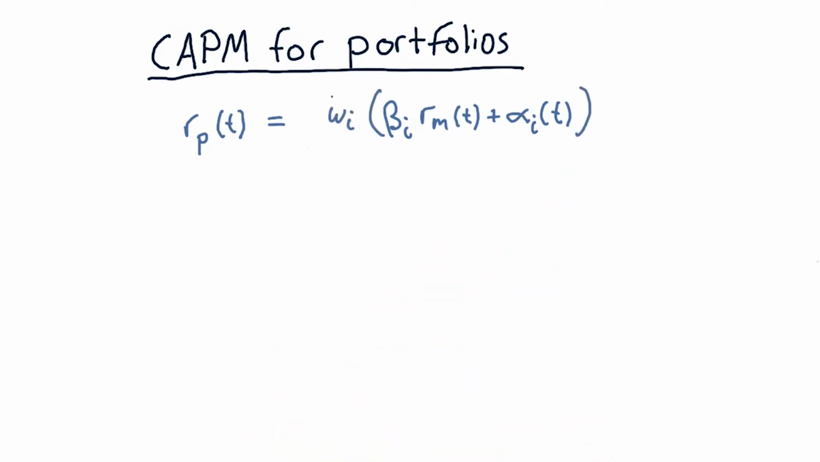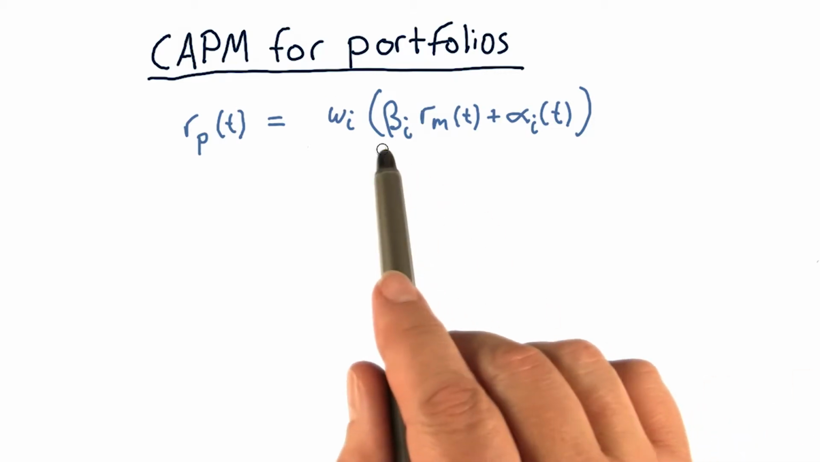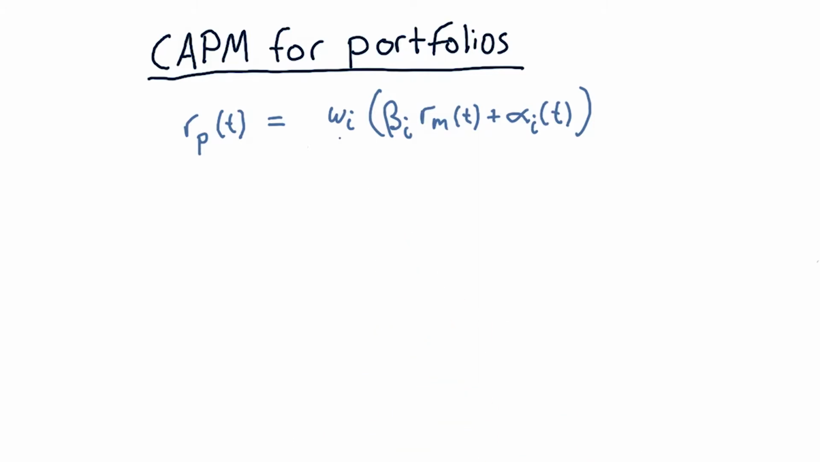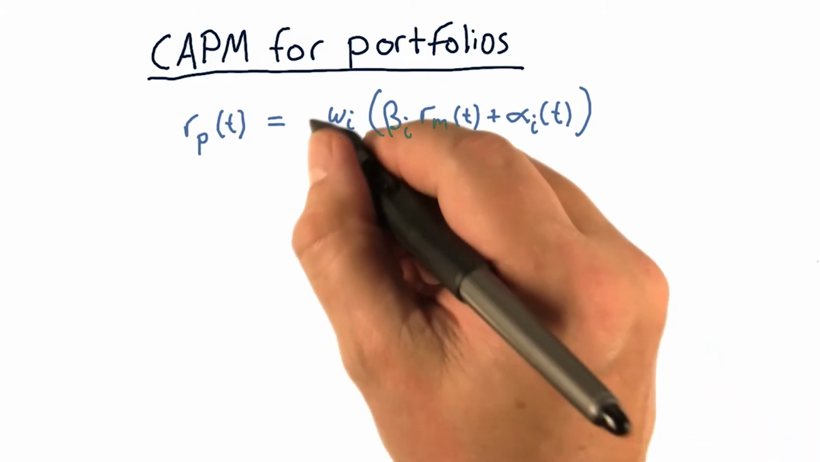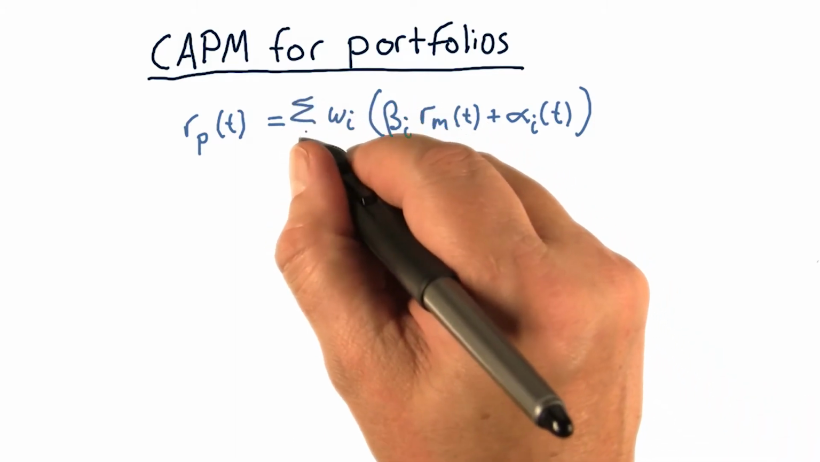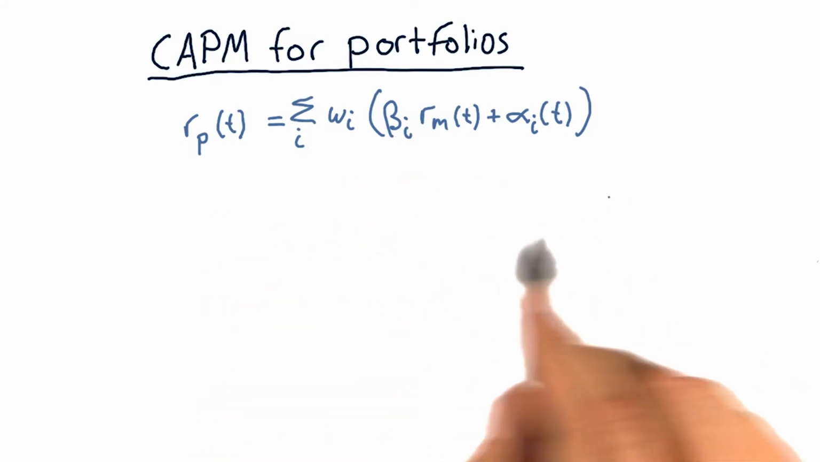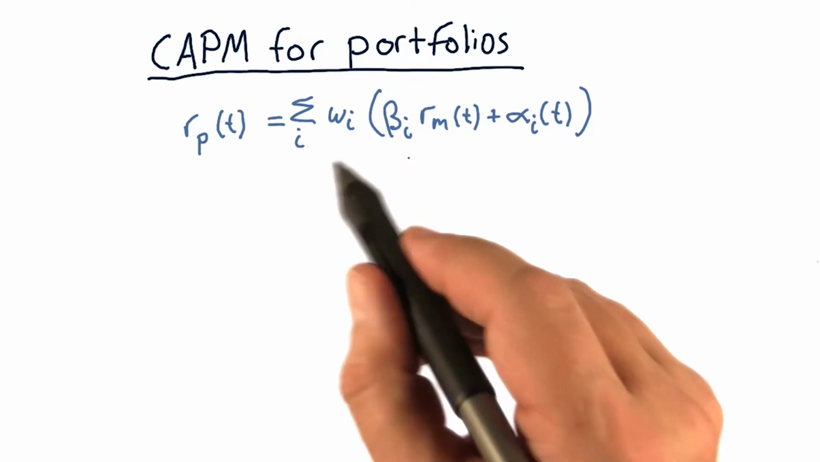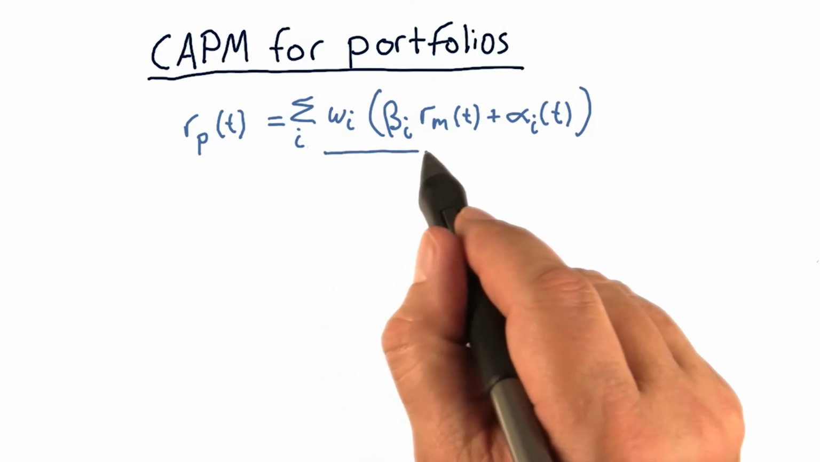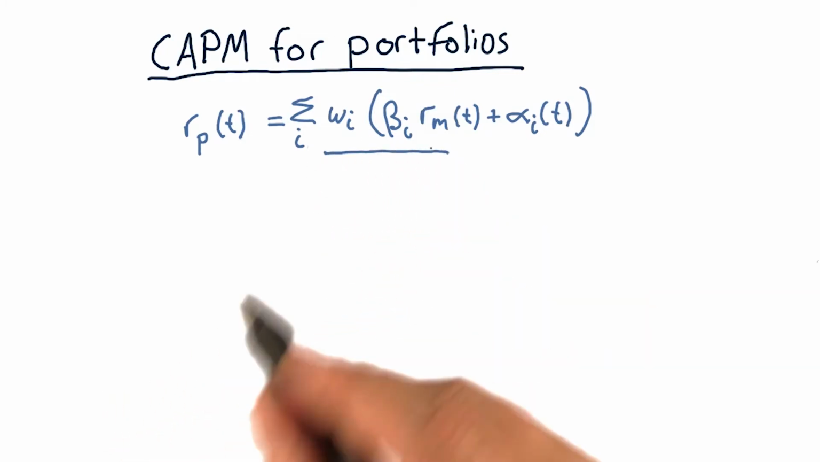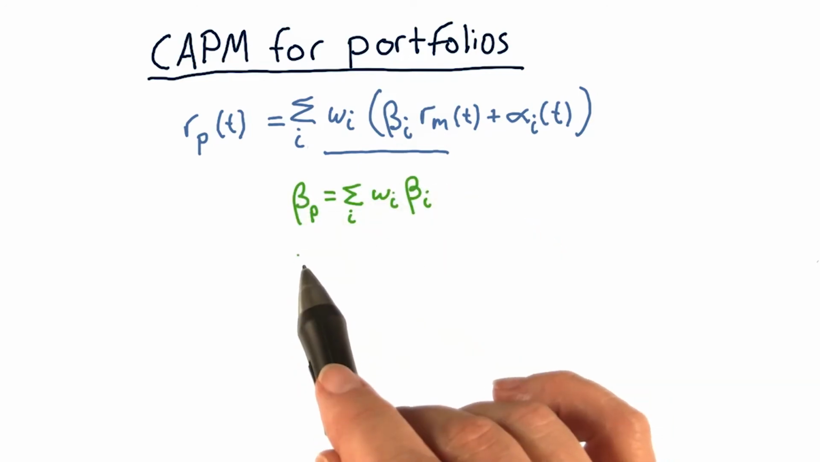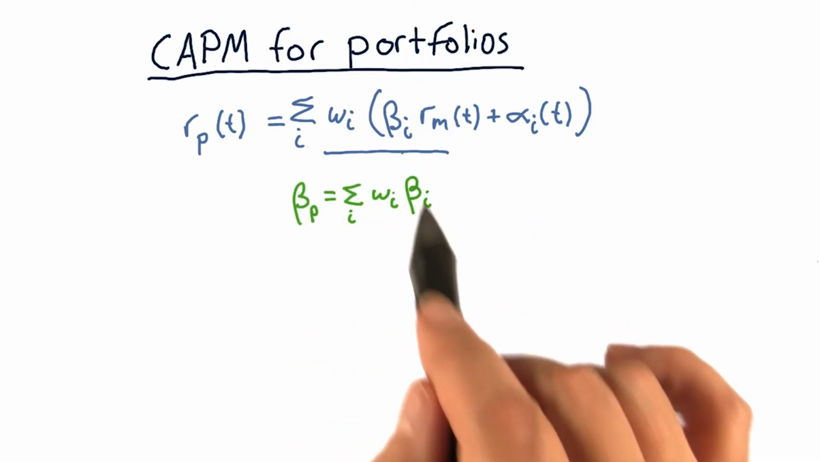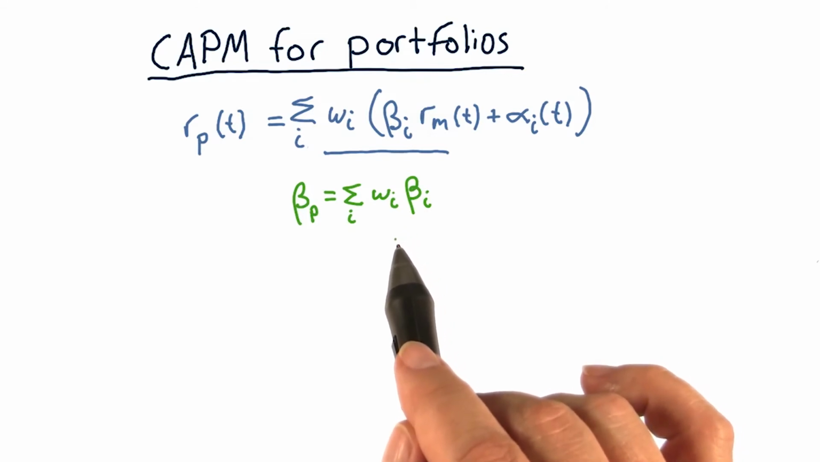So to compute the return for the entire portfolio, we compute this return for each individual stock, multiply it by the weight for that stock, and then we take the sum across all the stocks. And that's what we get for the entire portfolio. Now, if you note, we can calculate beta for the entire portfolio simply by doing this. Beta for the overall portfolio is simply a weighted sum of the individual betas for each of the stocks.